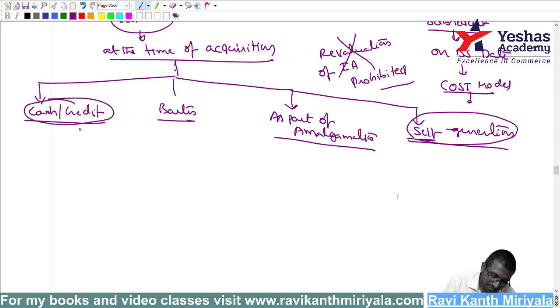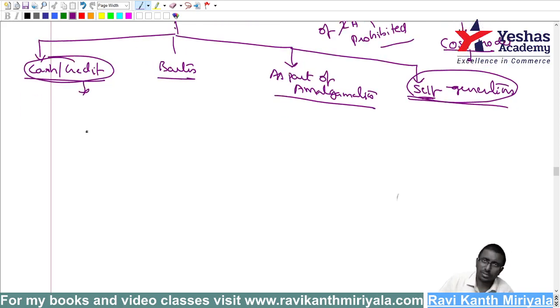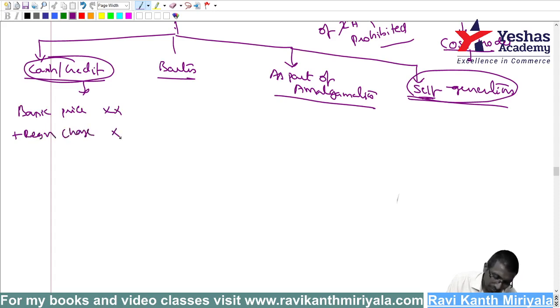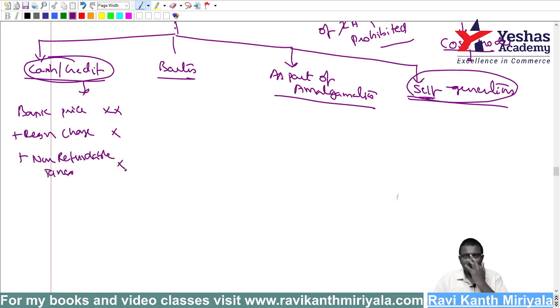Okay, sir, what about the cash or credit? It is very simple, straight actually. Whatever the basic price you have paid, plus registration charges, plus any non-refundable taxes. Custom duty, something like that, if you are supposed to pay and you don't get it back. If it's GST input tax credit that you can take, then obviously it is not included, because it is getting refunded.